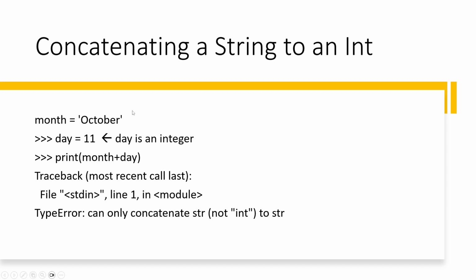I want to concatenate a string into an integer. Day is an integer. Month and day, I get this error. I can only concatenate a string, not an int to a string. So I cannot do this. I can't combine the two.